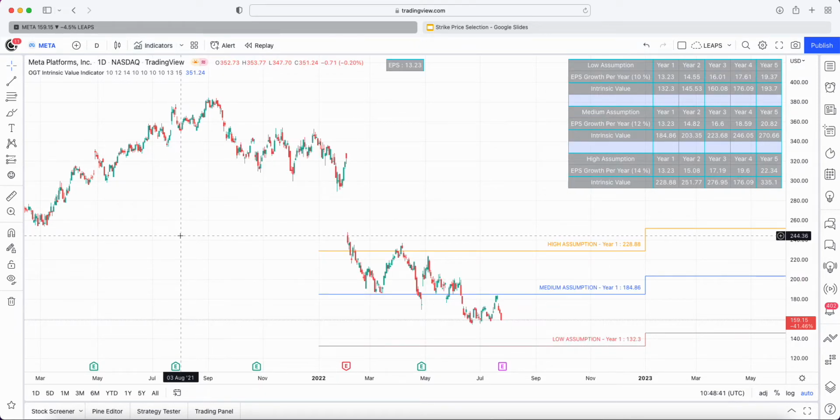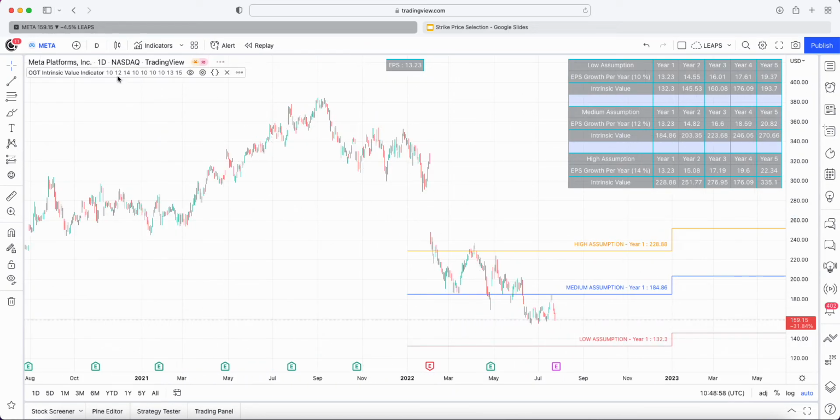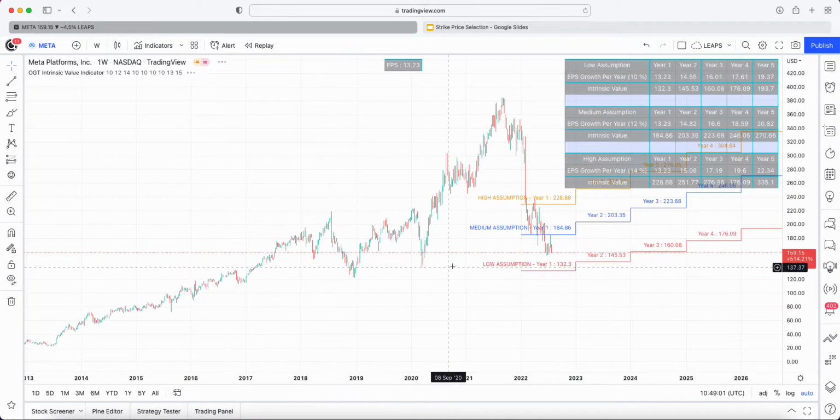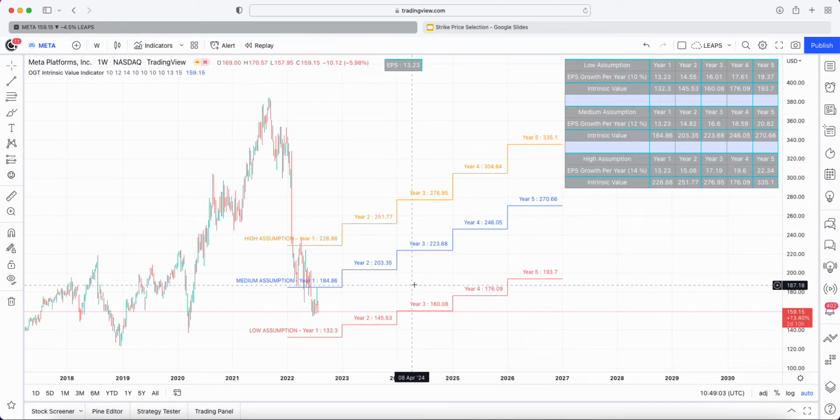When you load it up on the screen, you'll get three different elements. The first one is it will tell you the earnings per share for the trailing 12 months. It will then have your intrinsic value calculations in a table format. And then, if I head over to a weekly chart, you'll see this a bit better, it will show you the intrinsic value plotted on the chart, so you can see over the next 5 years what is the fair value of Meta based on your assumptions.